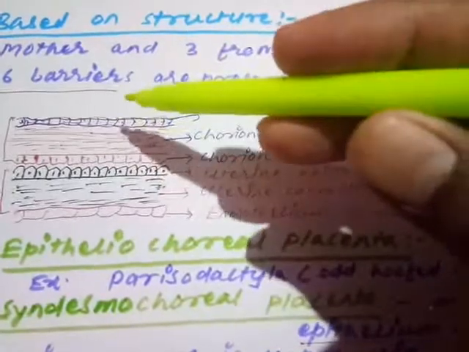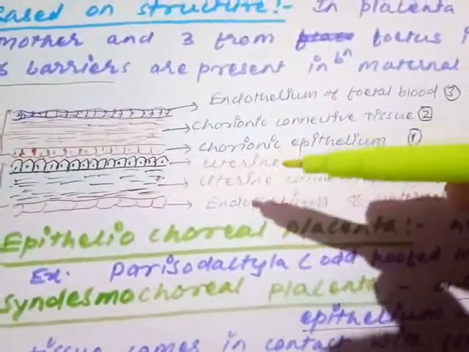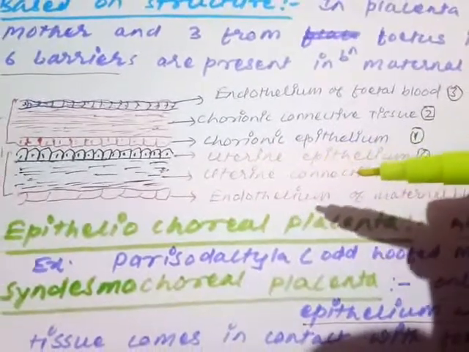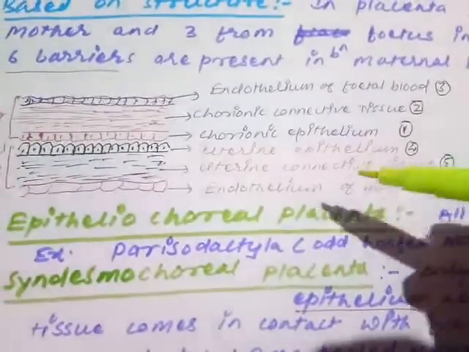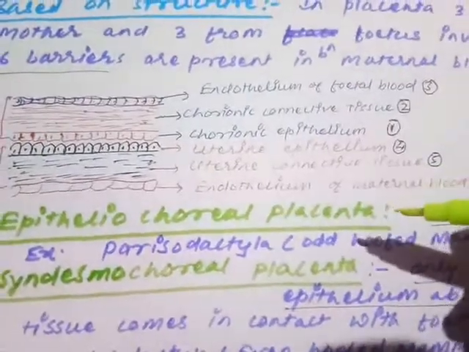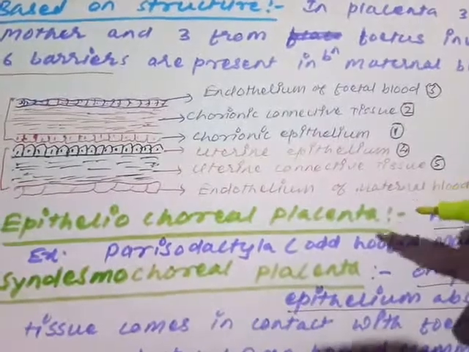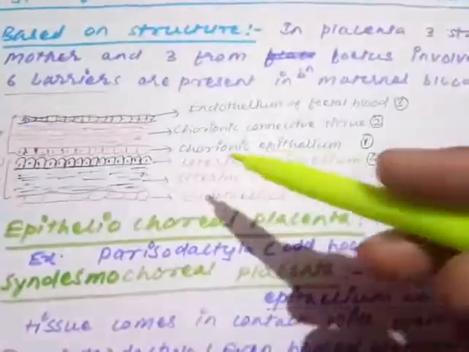And after this, here comes your fetal blood. And just opposite to that, in front of the chorionic epithelium, the uterine epithelium is also present. That is barrier number 4. Then uterine connective tissue, barrier number 5. Endothelium of the maternal blood vessel, that is barrier number 6. So a total of 6 barriers are present in the structure of the placenta.